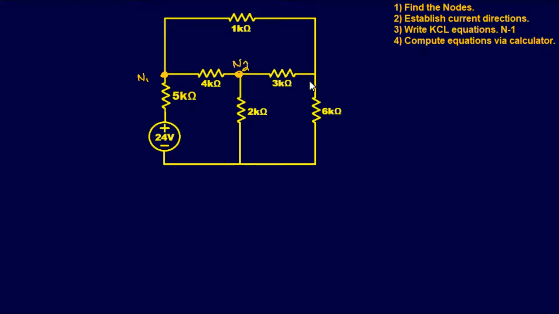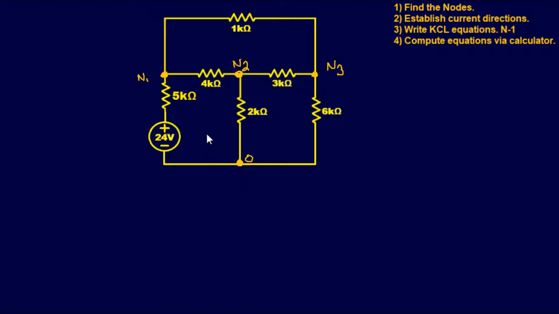Node 2. And I have a node right here. So that's node 3. And of course, we have to identify our reference node or ground. So we'll call that 0. Alright, so right now I have a grand total of 4 nodes.